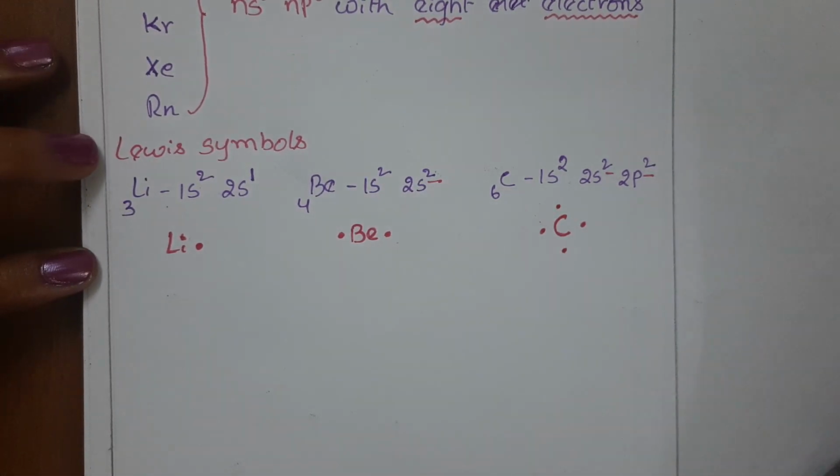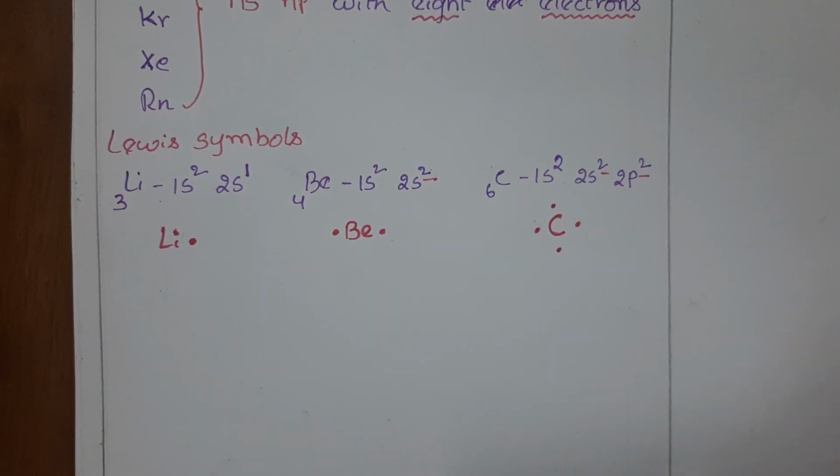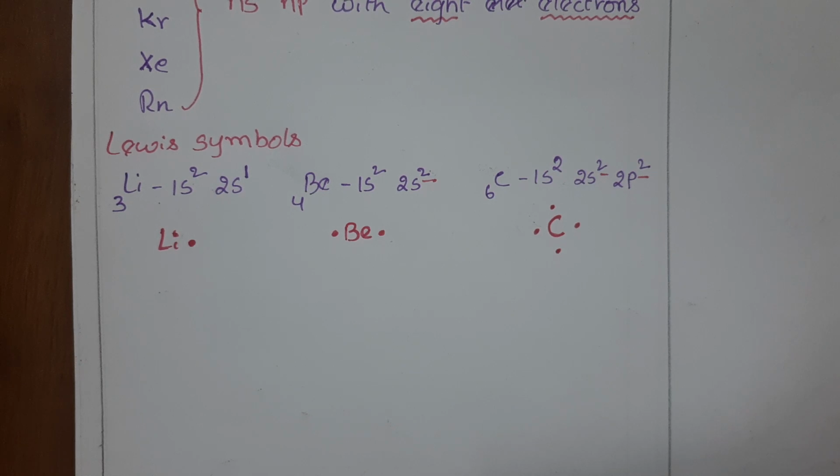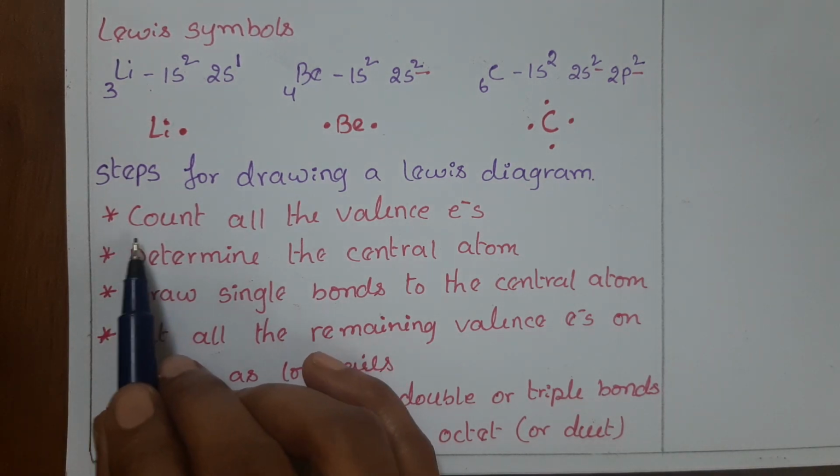Now let us see the Lewis dot structure for molecules and ions. Here we have the simple steps to draw the Lewis diagrams or Lewis dot structure for molecules or ions. Now let's see the steps for drawing a Lewis diagram for molecules and also ions.